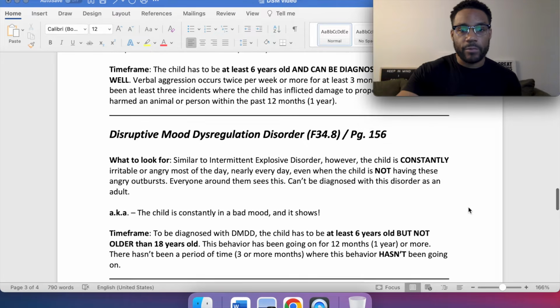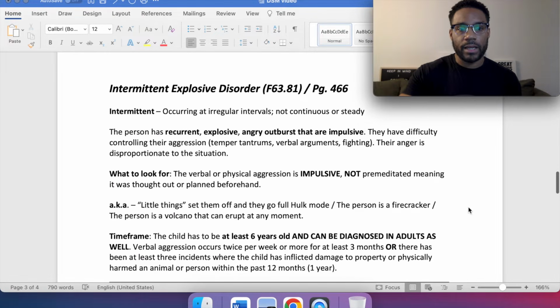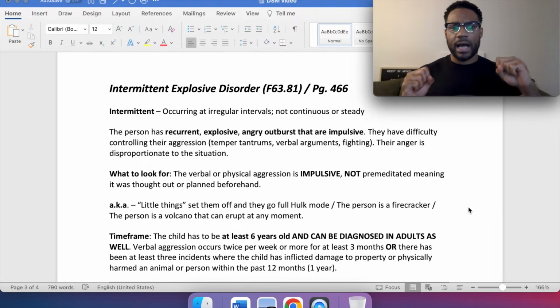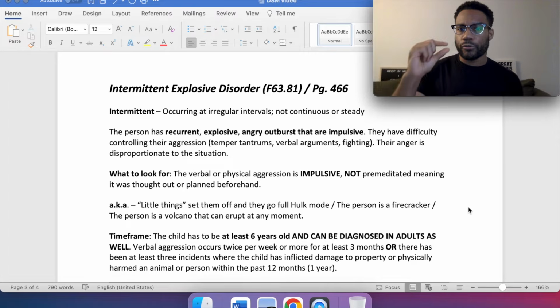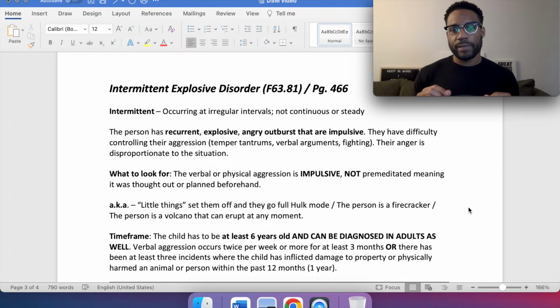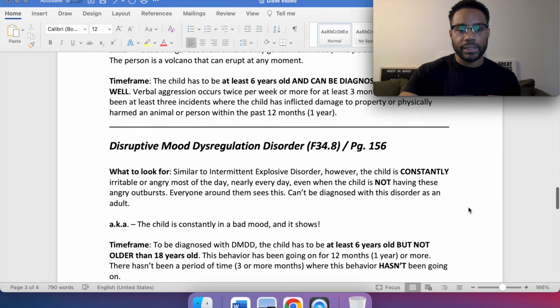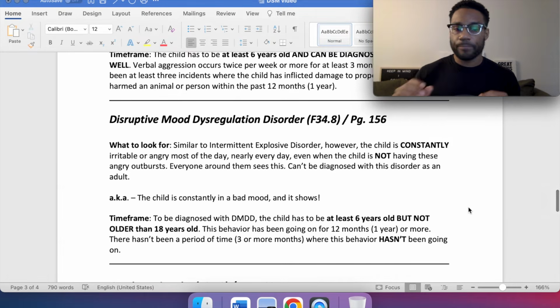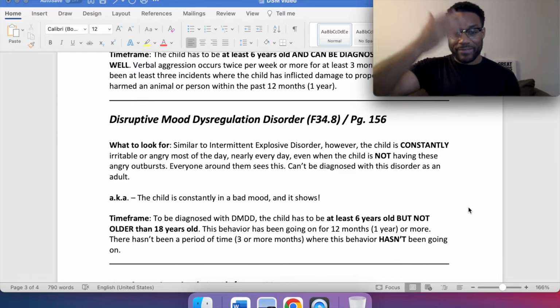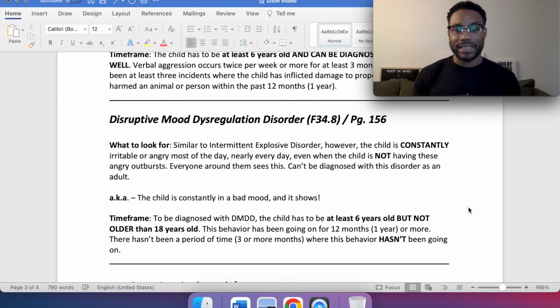when we scroll back up a bit for intermittent explosive disorder, this one is again very impulsive. It's just kind of happening, going full Hulk mode, short fuse. This one is more so speaking to they're more chill when they're not exploding, right? They're chill. When we go to disruptive mood dysregulation disorder, even when they're not having those explosive outbursts, they're irritable. They're in a funk. It shows on their face, and people around them see that, hey, this kid isn't in a great mood.